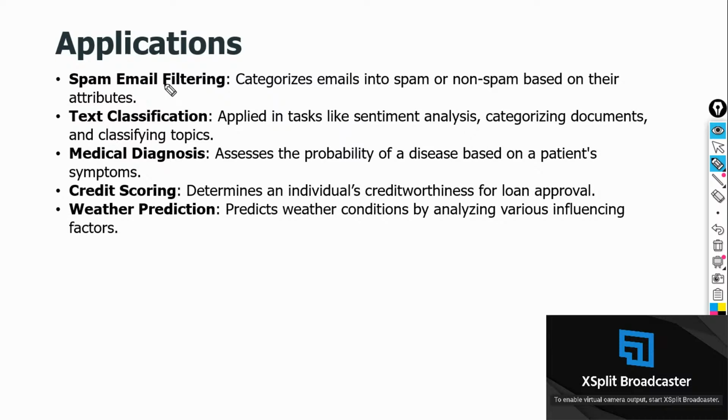Majority, not only me, all of us get spam mails. So in order to categorize whether a mail is spam or ham, that means not spam, either it is spam or non-spam, based on the features, it categorizes the mails. This is one of the wonderful use cases where Naive Bayes works well: categorizing mails into spam and ham.